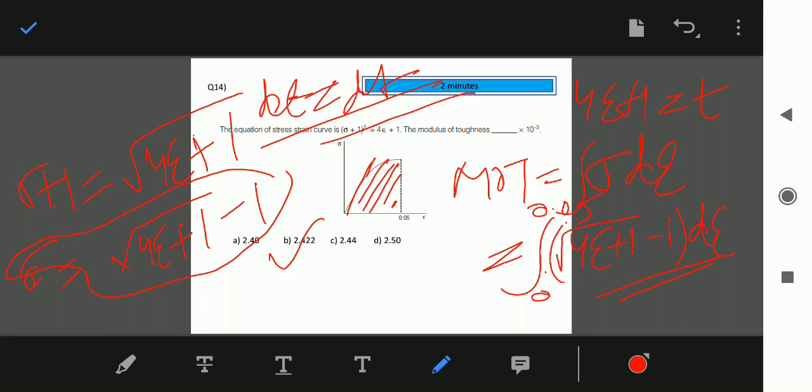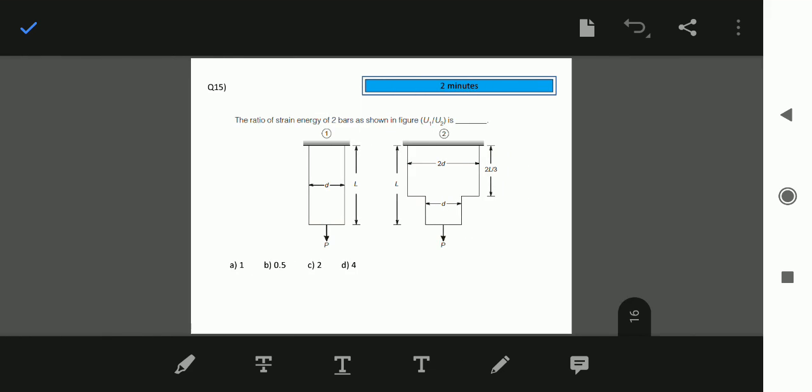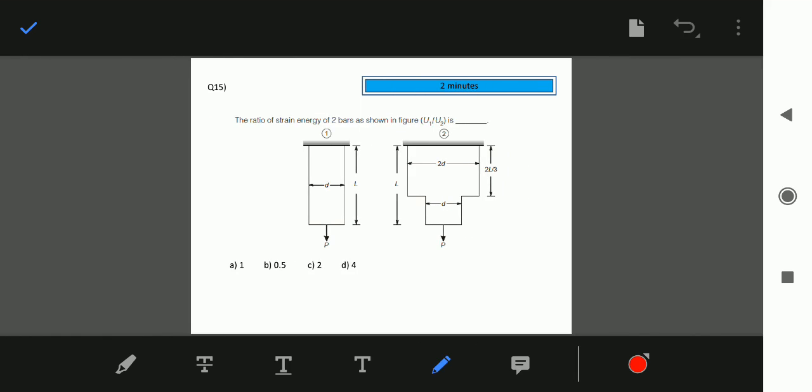So a good question. Now the last question. Question number 15. It's an easy question. The last question. Question number 15. It's an easy question. We have to find the ratio of the strain energy. So how to find the ratio of the strain energy? We know the strain energy, it's given out as U. Okay, U is given out to be half into load into deflection, that is delta L.